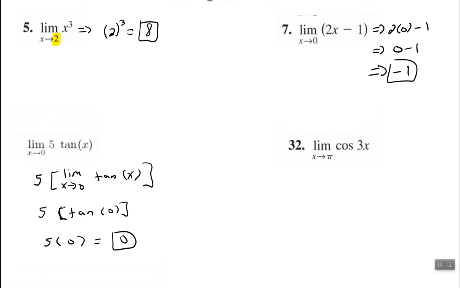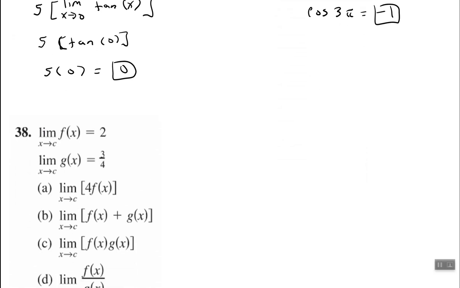Next one we have over here is the limit of cosine 3x as x approaches pi. Again, if we can substitute and simplify, then that's what we do. That's the easiest and quickest way to find the limit if it works out for us. So let's come down here and we have the cosine of 3 pi, and the cosine of 3 pi is equal to negative 1. So the limit of cosine 3x as x approaches pi is equal to negative 1.